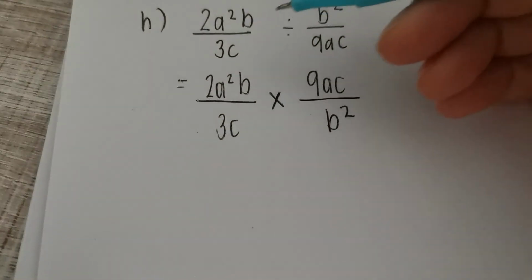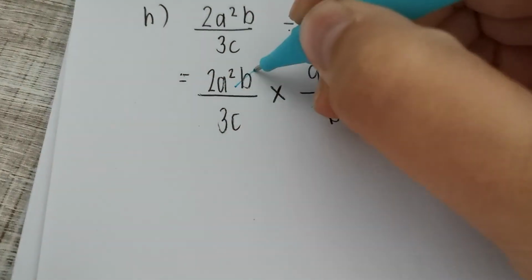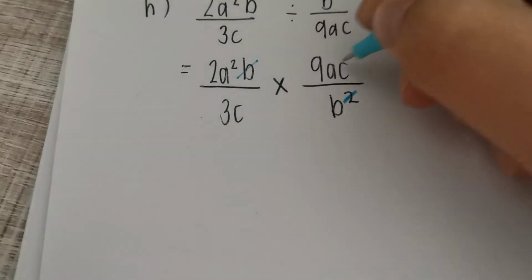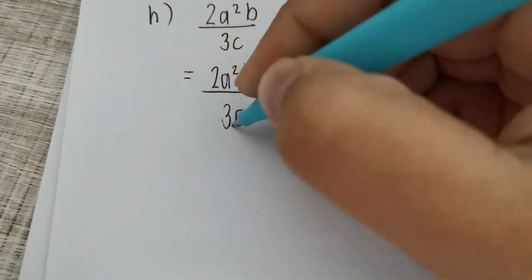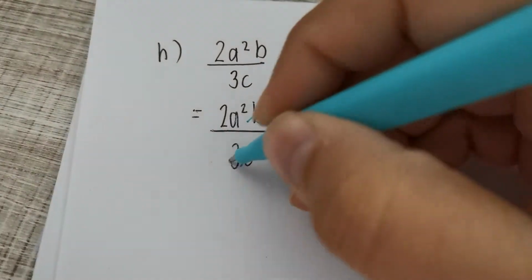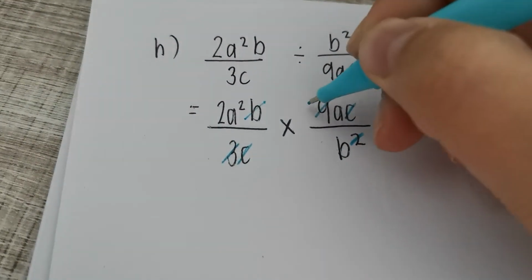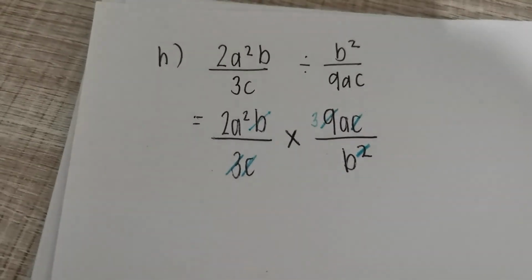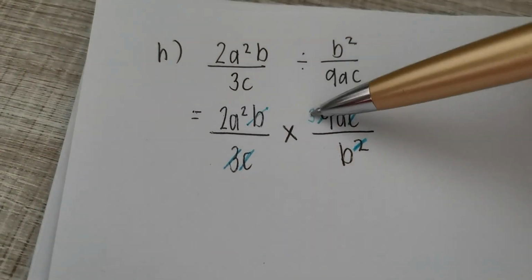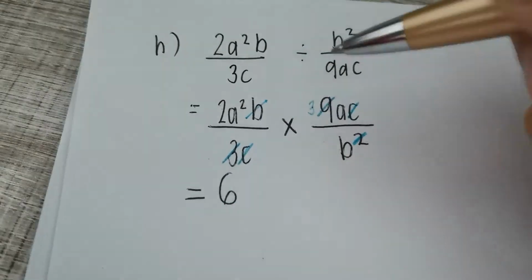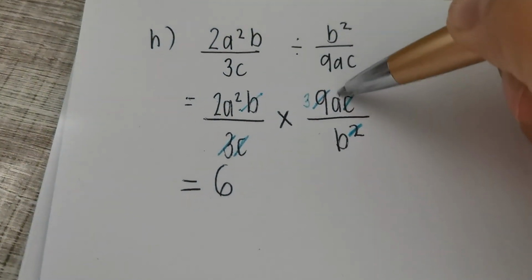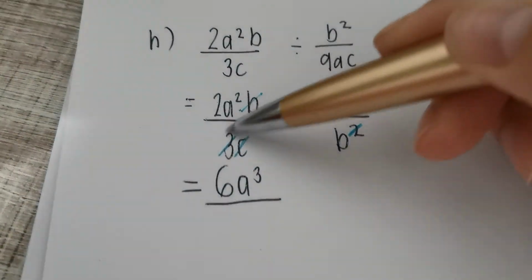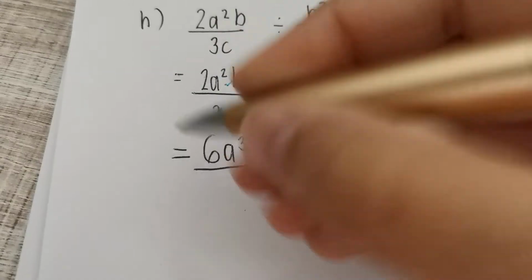So, can you see over here, I got a B, and it can cancel. There's 2 of them here, so it can cancel with 1 of them. Can you see my C? Can cancel with my C. 3 goes into 3 once, and into 9 3 times. What else am I? Nothing else. Now we can say 2 times 3, 6, a squared times a to the power of 1, a to the power of 3. At the bottom, nothing left behind here but just the b.